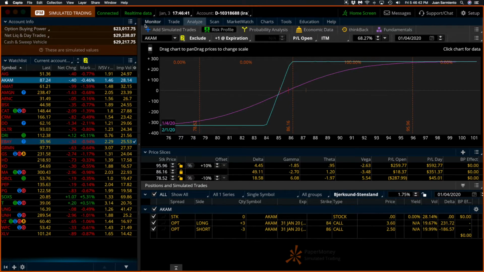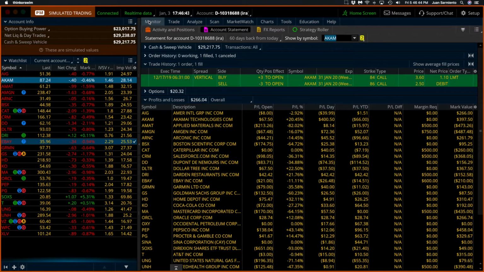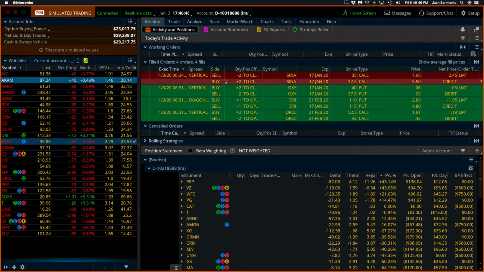Let's get started with the trades that we set up last time, Thursday, and here they are. We have Cena and Oxy, which were trades that I was closing, and Dry and Oracle are new bullish trades. Okay, let's start with Cena.